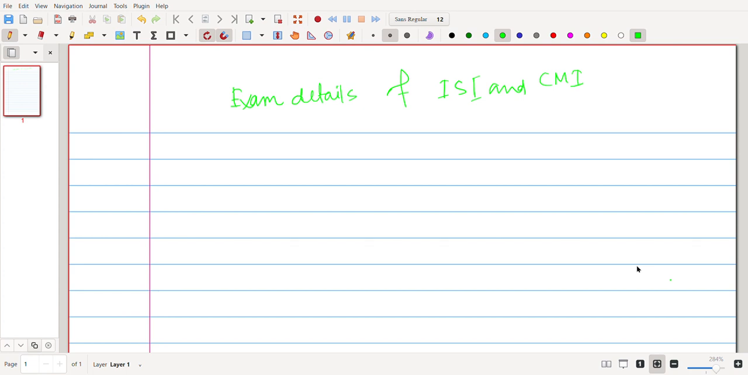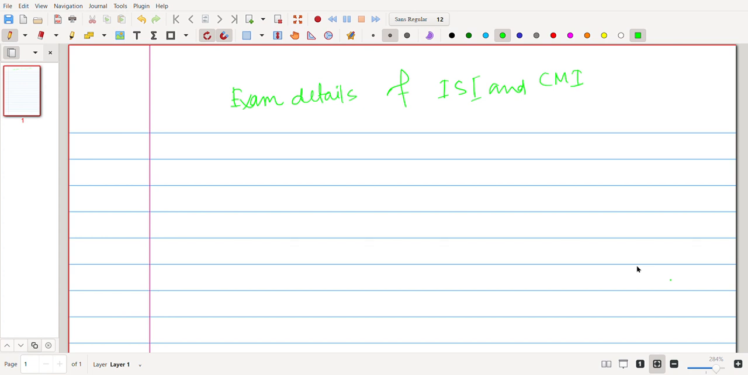For the exam details of ISI and CMI, there is not a separate strategy. You have to study, you have to read. That is the only way to crack the exam. You have to understand each and every concept very well, solve questions, and do PYQs. That's the only strategy. It is not like JAM, where you have to manage time and control pressure. ISI and CMI are completely like that, as well as TIFR.